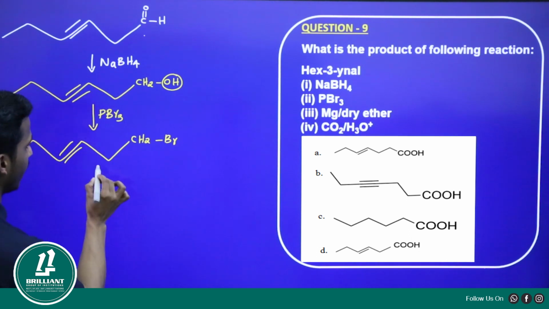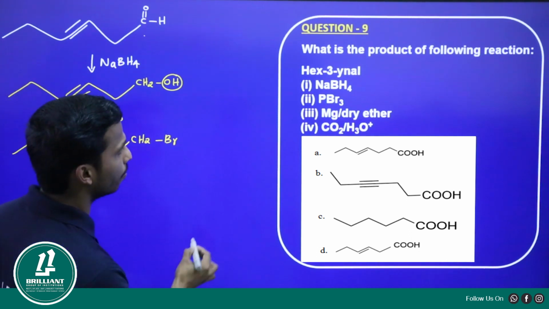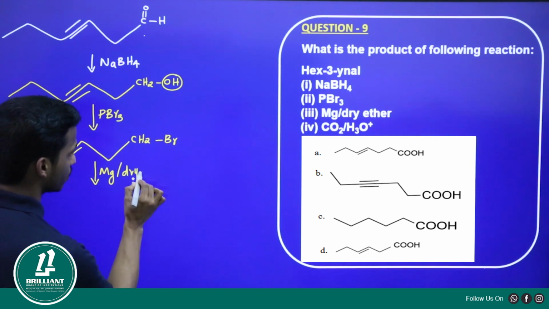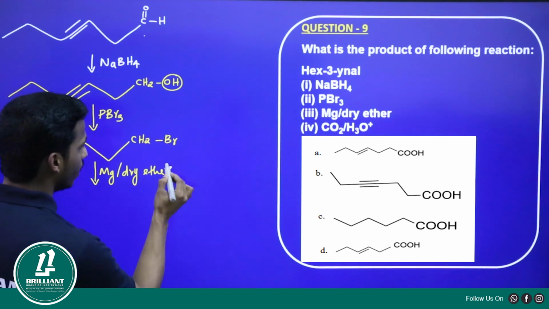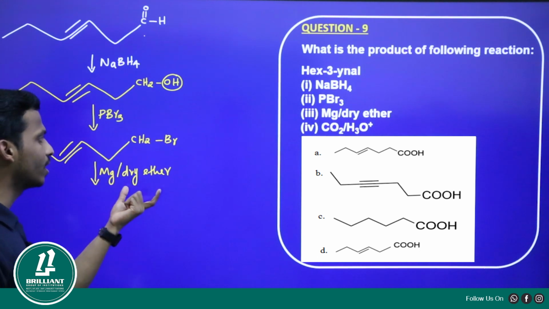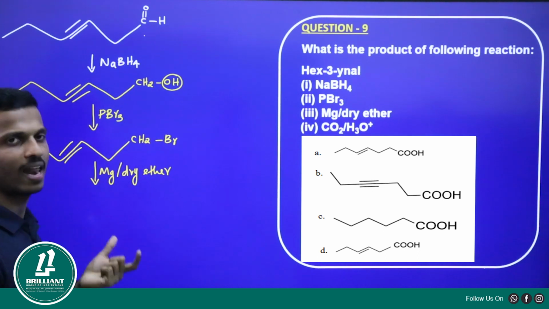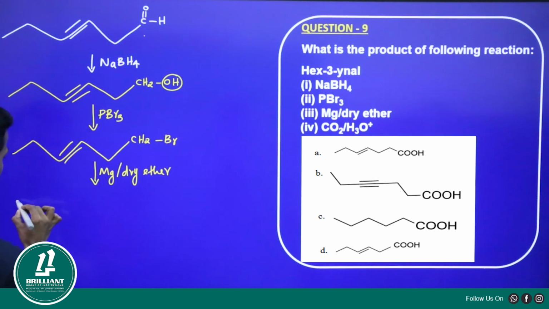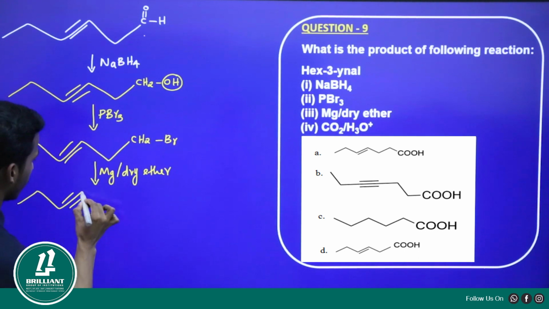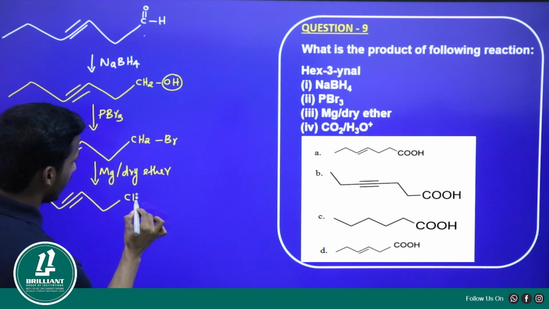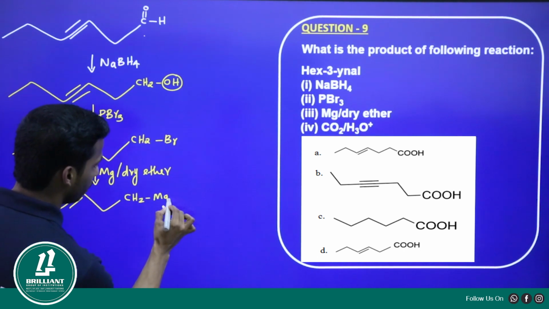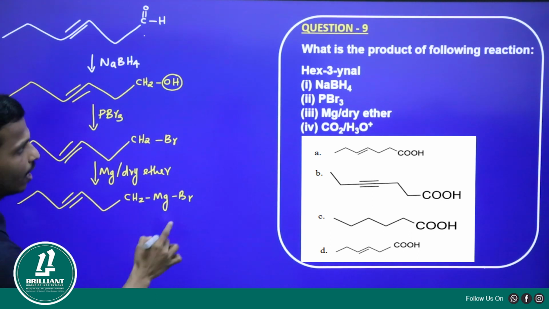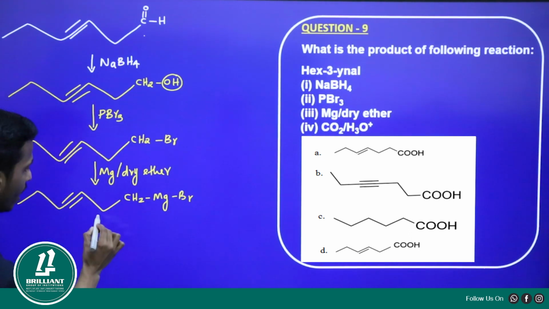After that, we are treating with magnesium in the presence of dry ether. You know, when magnesium in dry ether is treated with an alkyl halide, it is converted to a Grignard reagent. You know very well. So the compound becomes CH2MgBr, right? After that, you are treating with carbon dioxide.